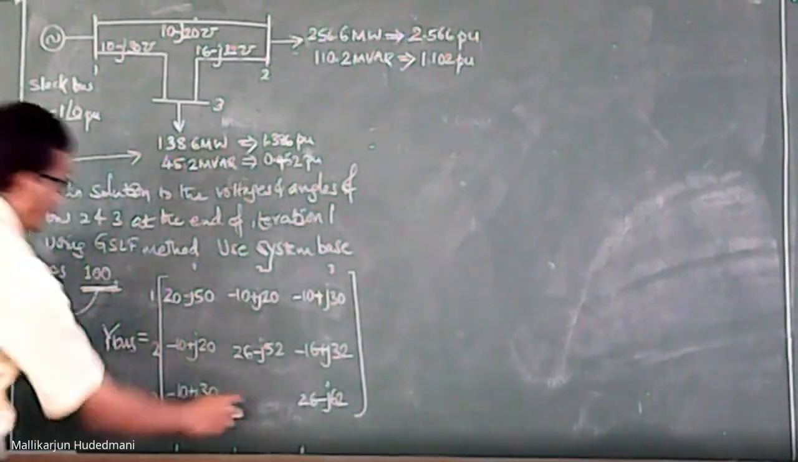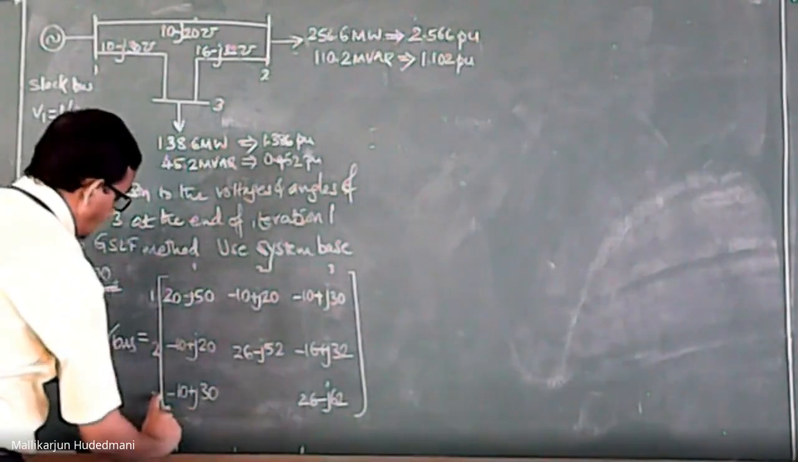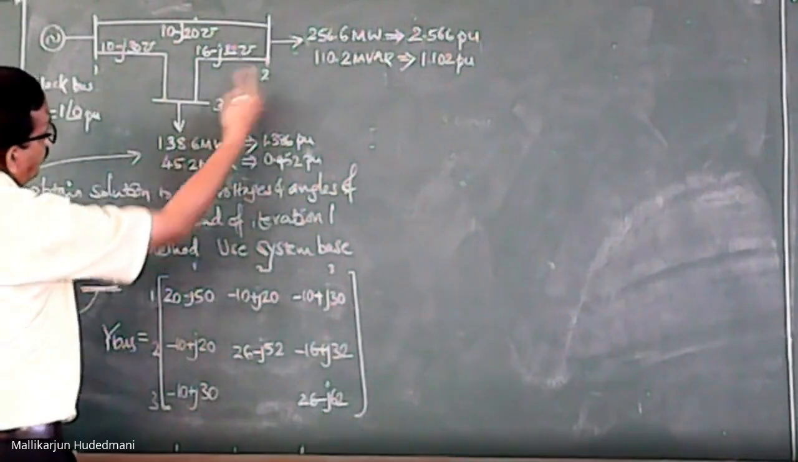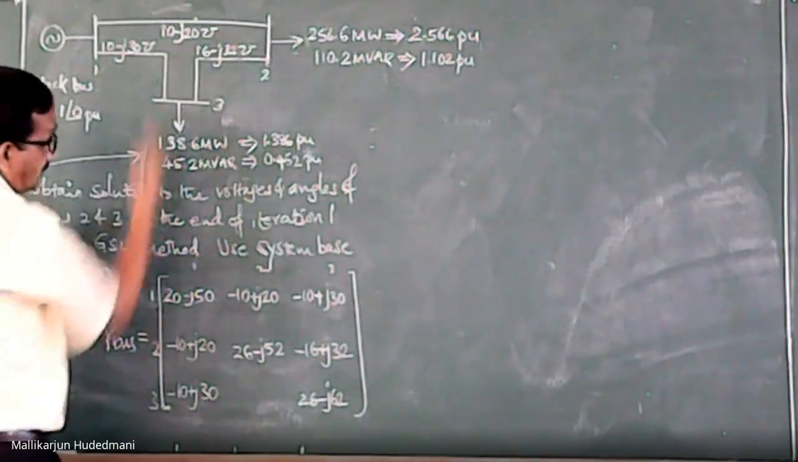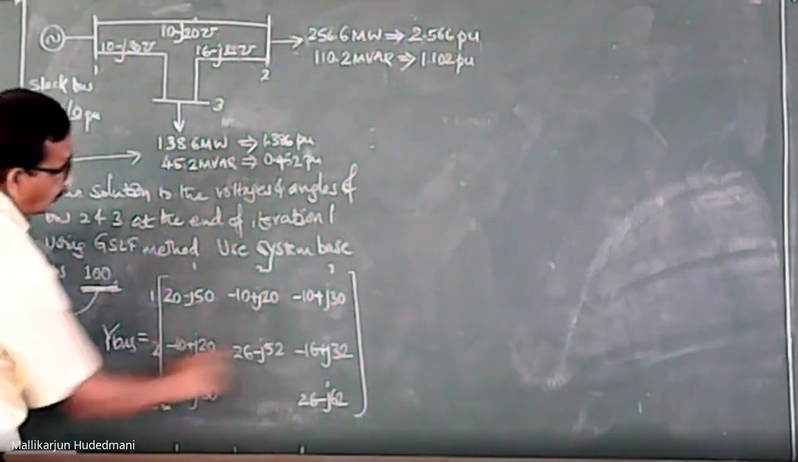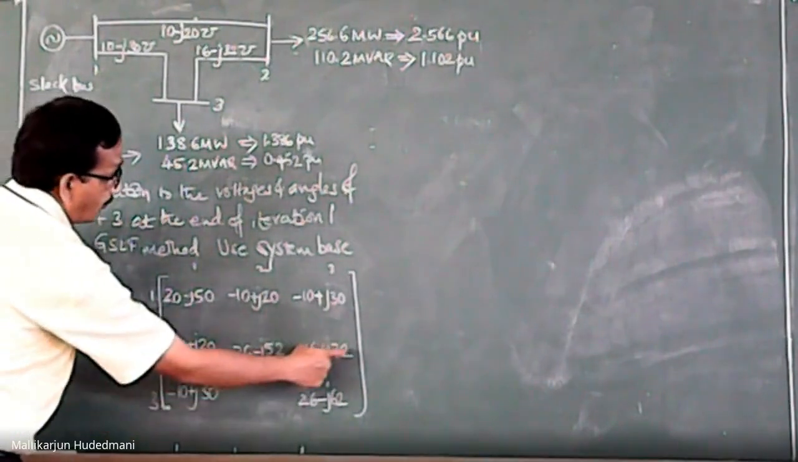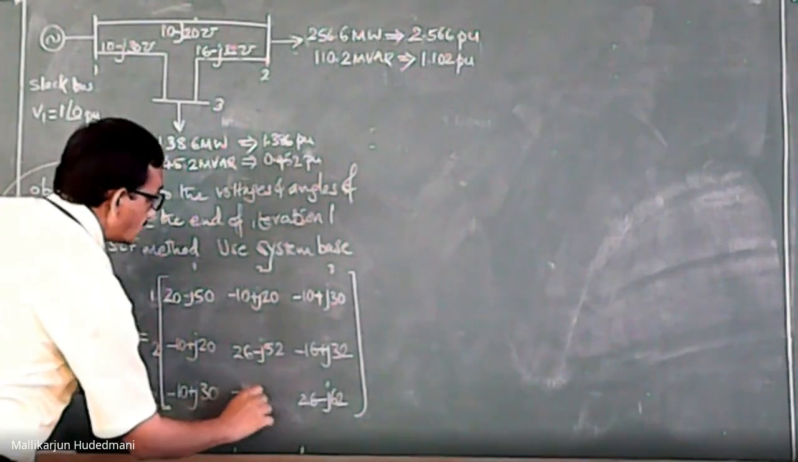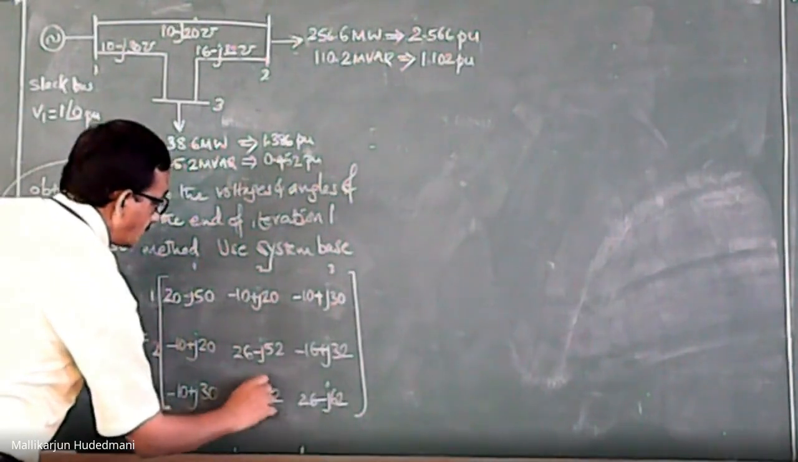What about this element, 3 cross 2? Bus number 3 to 2. What is 3 to 2? This element. Negative of which is readily available here. 2 to 3 is the same as 3 to 2. We can place it here. Which is minus 16 plus j 32.